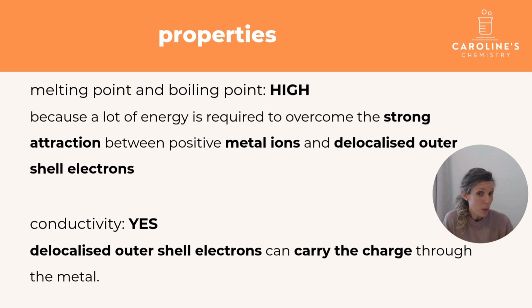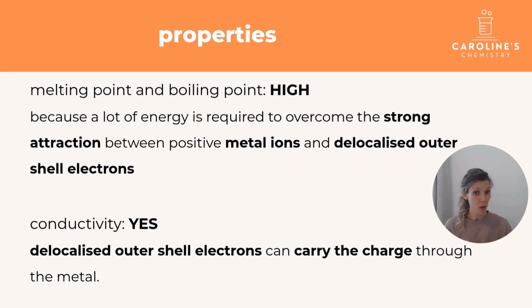The reason why we overall have this high melting and boiling point comes back to that explanation we just went through. So lots and lots of energy is required to overcome the strong attraction between the positive metal ions and the delocalized outer shell electrons.